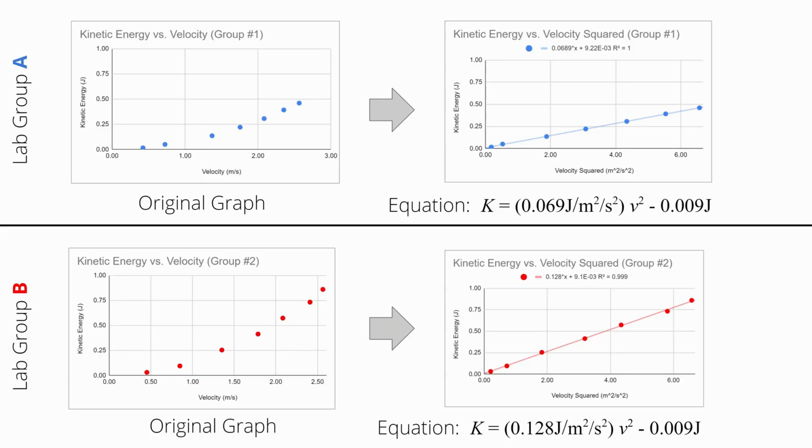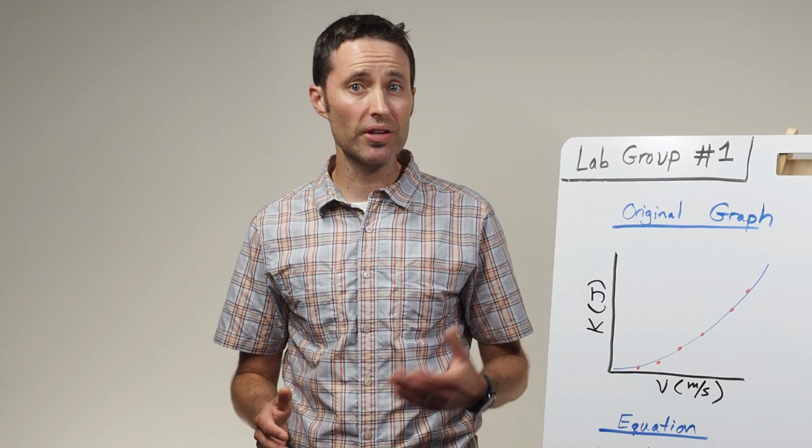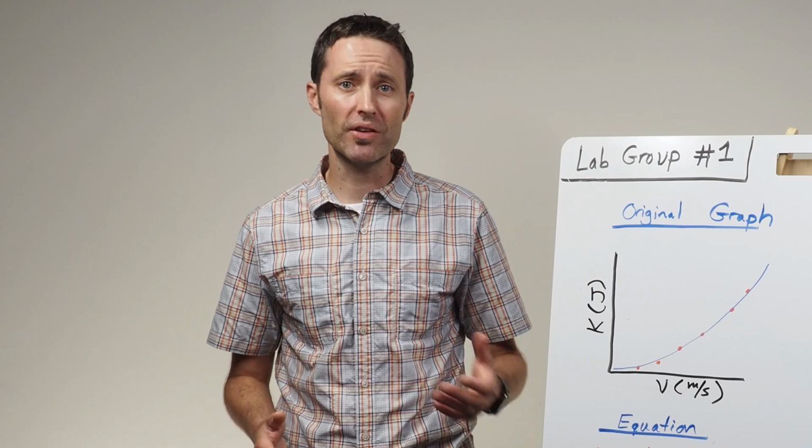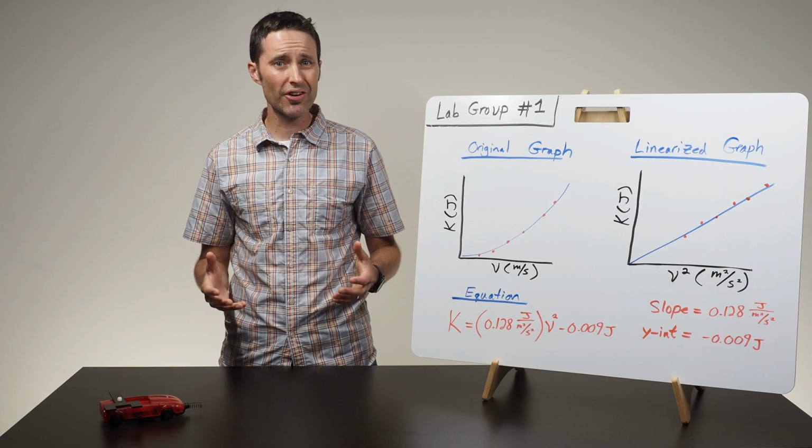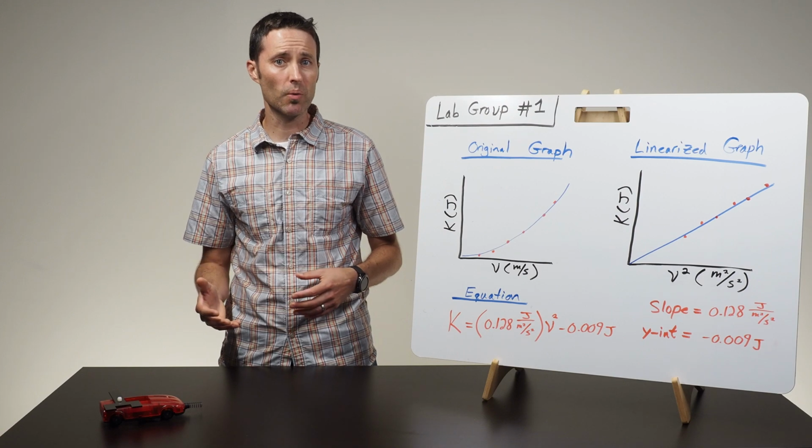When students look at the values of the y-intercepts, they will have small positive or negative values. The question becomes whether these values are significant or insignificant. The y-intercept of the linearized graph can be considered insignificant if it can be reasoned away.